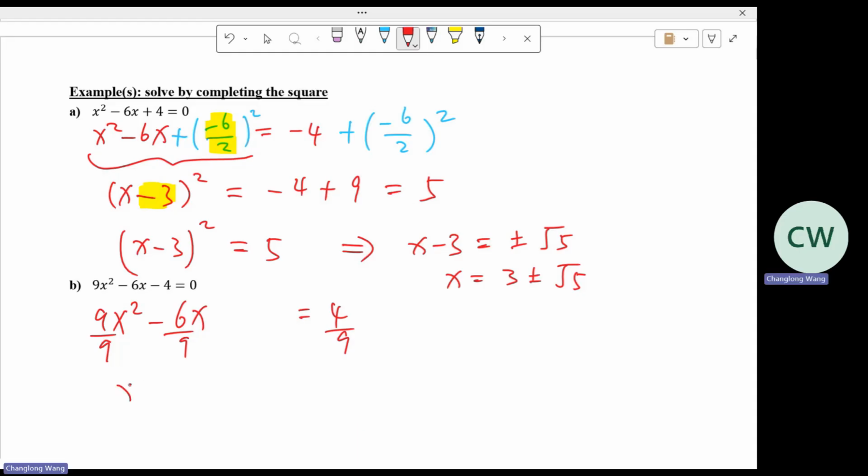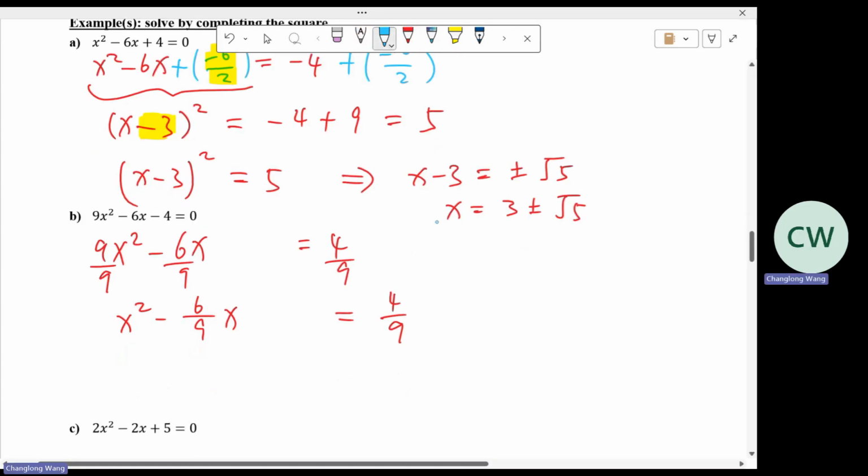Okay, so we'll be looking at x squared minus 6 over 9 x, leave some space, 4 over 9. So now, who can tell me that constant I need to add to the left-hand side and also the right-hand side as well to complete the square? What should I add here? Go with the pattern. It's always the square of half of this guy, right?